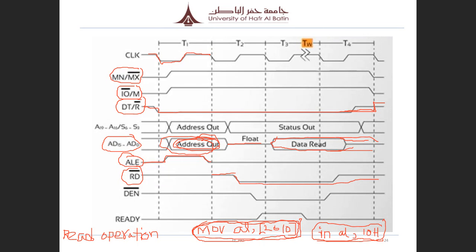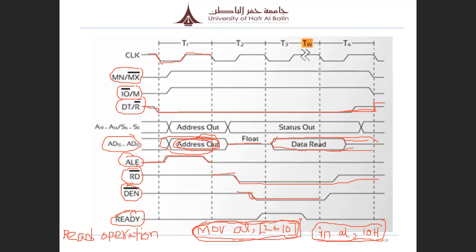And data enable is also the same. Data enable is also at the same time, I mean, when actually data are ready, from here to the rest of the time. And what is the function of the ready signal? As I said, we normally need 4 clock pulses to finish the job. But sometimes these 4 clock pulses are not enough to finish the job. Then the microprocessor sends a ready signal before T3.